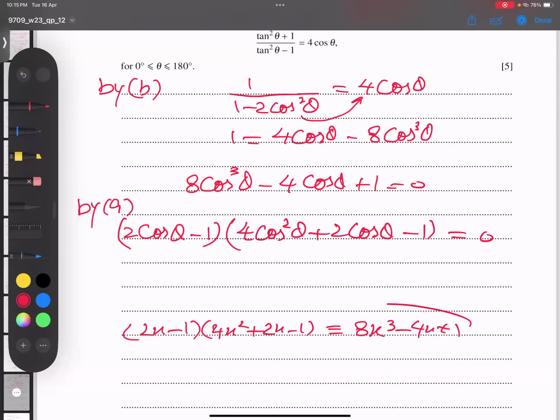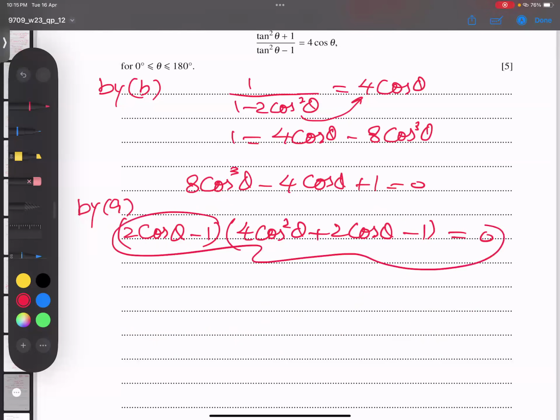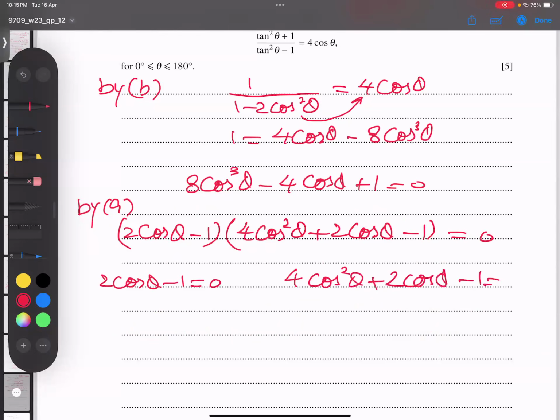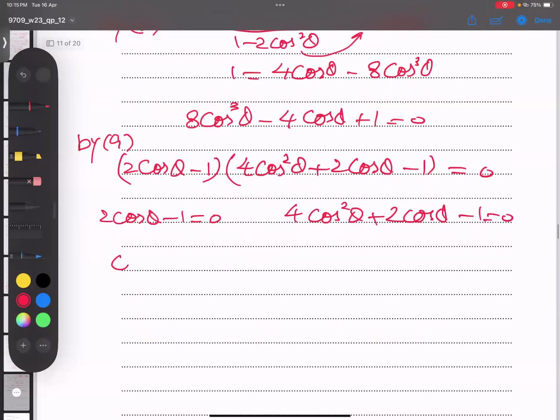I repeat my words because this is matching with that. According to this property number A, I will copy the whole thing here, only x replaced by cos theta. And I believe it is clear. And whenever a product is equal to 0, one time this equals 0, one time this equals 0. So 2 cos theta minus 1 equal to 0, and 4 cos square theta plus 2 cos theta minus 1 equal to 0. So 1 goes there, cos theta equal to half.